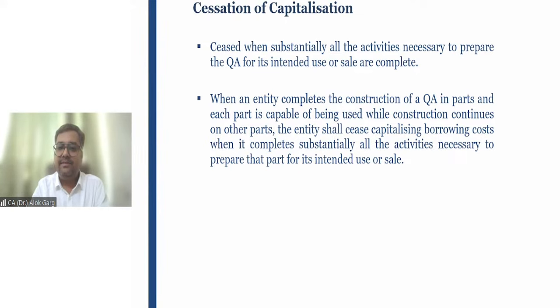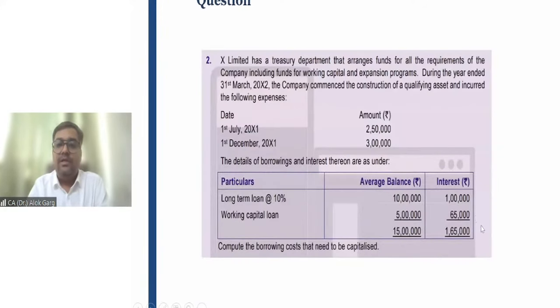Is that clear? Okay. Let's do this question from ICAI study material, right? So we have covered the commencement of capitalization. We have covered the suspension, which is deferment, which is postponement of the capitalization. And we have covered stopping the capitalization, which is cessation of capitalization.